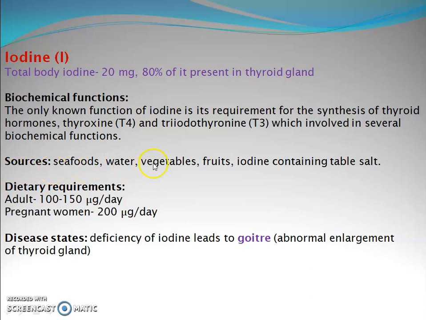Sources are seafood, water, vegetables, fruits, iodine containing table salt. Dietary requirements for adults are 100 to 150 microgram per day, for pregnant women 200 microgram per day. Disease state: deficiency of iodine leads to goiter, abnormal enlargement of the thyroid gland.